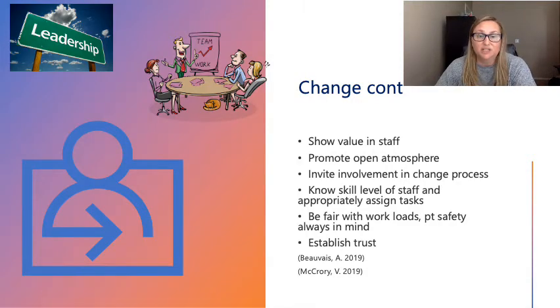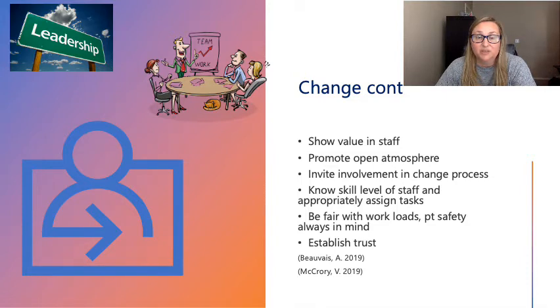How can we promote change to enhance effective delegation and supervision? It starts with building trust, and this is done by showing value in staff, promoting an open atmosphere so that staff feel they are able to express their concerns, provide their opinions on what is working and what is not without fearing repercussions. Involving staff members in the change process, setting aside times to evaluate each individual's knowledge and skill set so appropriate tasks are assigned.